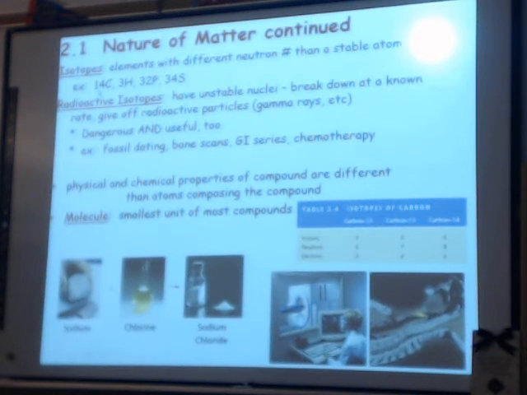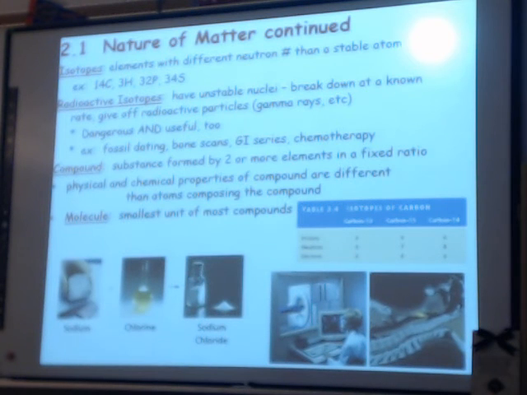Okay, so moving on. We use a lot of those different kinds of radioactive isotopes for testing, like I said. Molecules are the smallest unit of a compound. So what is a molecule? When you think about a molecule, what do they teach you in chemistry? If an atom is one thing, what would a molecule be? Two atoms connected, maybe two or more, right?